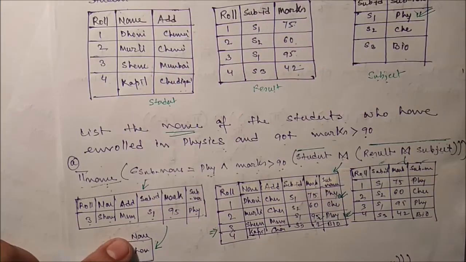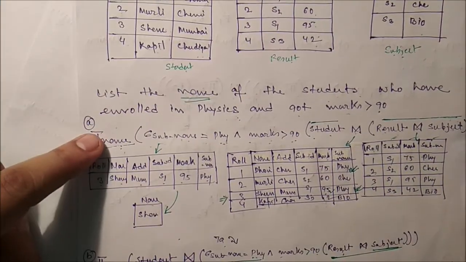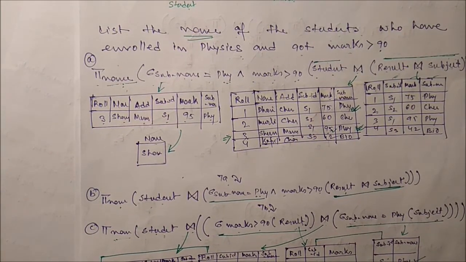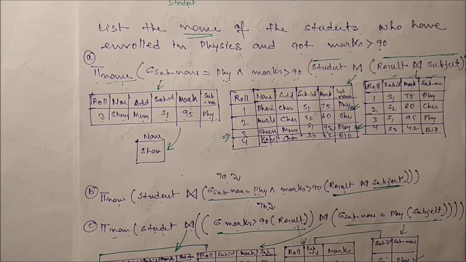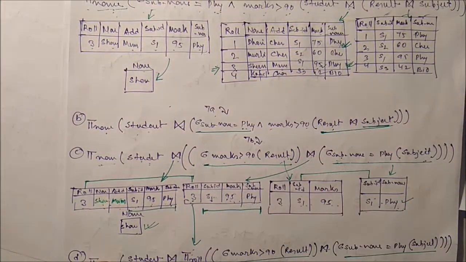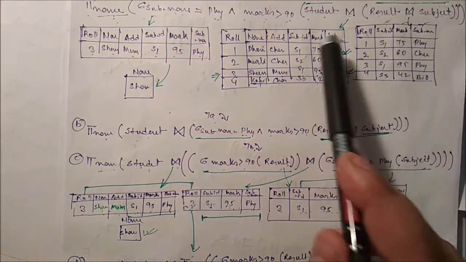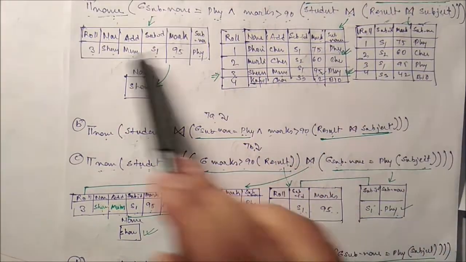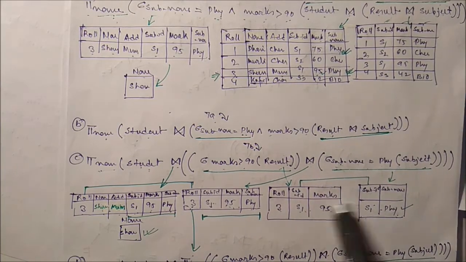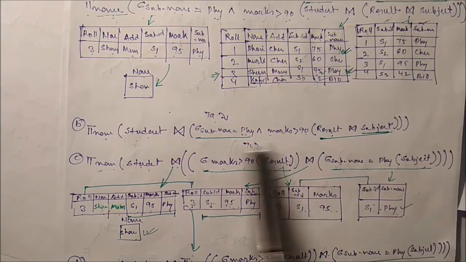So you can see this one is the same. That means this expression, as well as this expression, as well as this expression, all are equivalent. Are you getting this one? If you compare both cases, the output is the same. But if you use this particular expression, see the intermediate table sizes are large. If you use this one, the intermediate table sizes are small. So obviously this will be better.